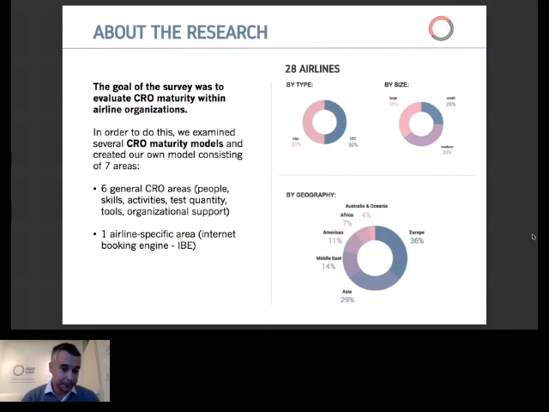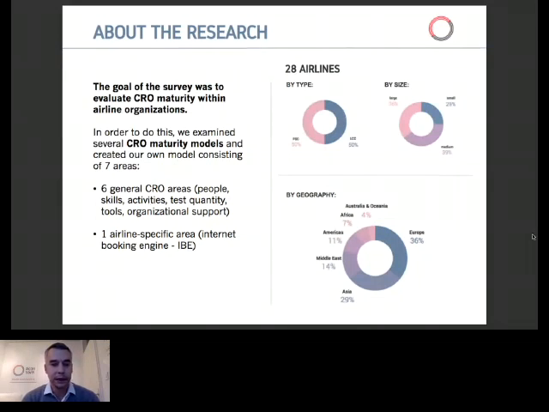To do that, we evaluated several maturity models and identified from these models 6 general conversion rate optimization areas: people, skills, activities, tests, organization support. On top of this, we added one very airline-specific area, which is basically the internet booking engine and all the tech infrastructure that it takes to do proper experiments.